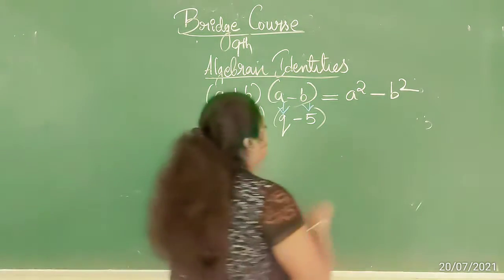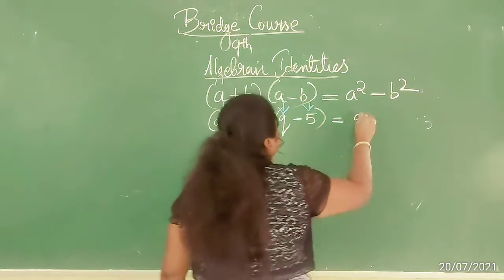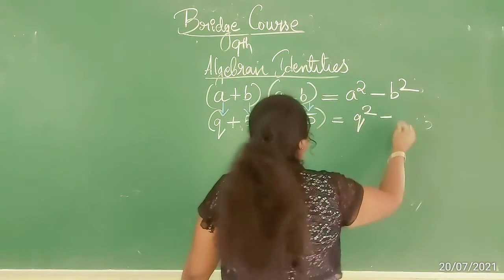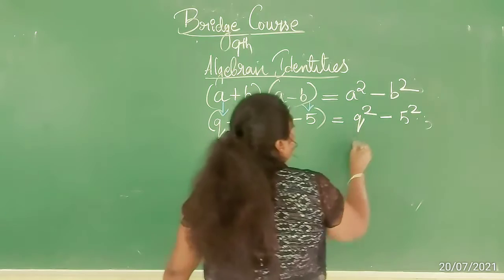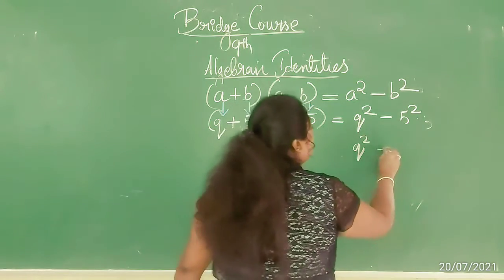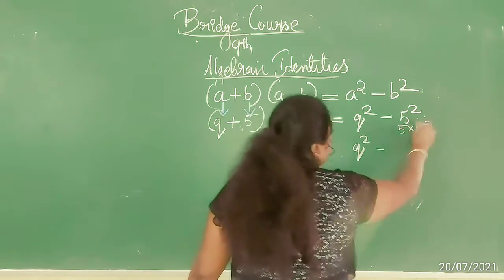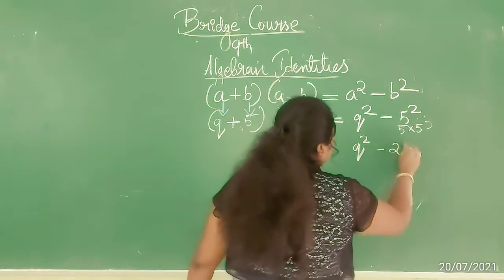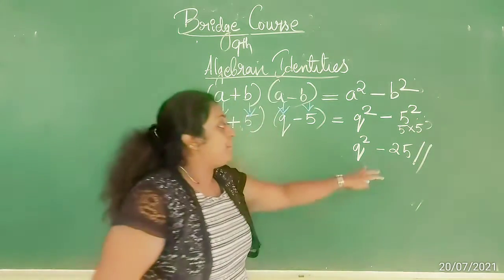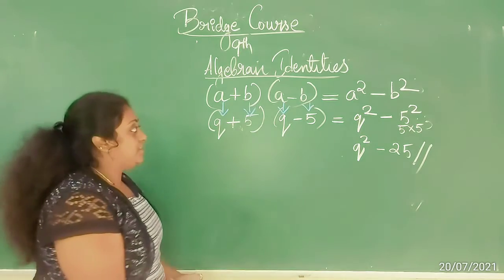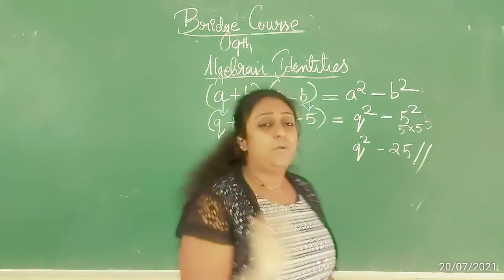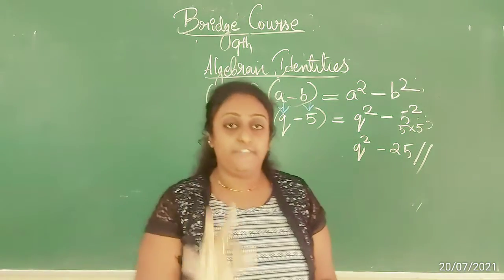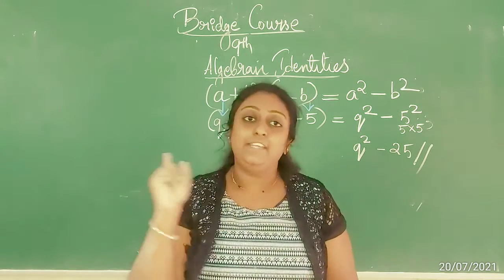Now how will I substitute? Let's substitute as q square minus 5 square. q square as it is I will write. Minus 5 into 5. 5 5s are how much? It is 25. Only so much. q square minus 25. So I hope you all understood how to use these three formulas and substitute, and multiplication of binomials and the term coefficient.